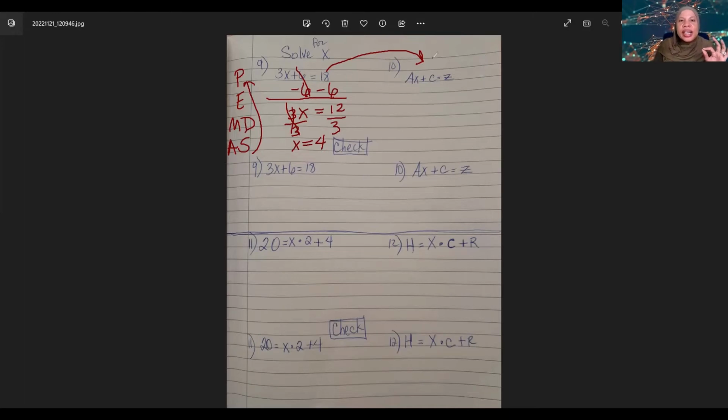Now, you're trying to get x by itself, so let me go ahead and isolate the x. I do not want to touch the x. I'm going to save that for later. Since I'm doing the backwards of the order of operations, I'm going to look for addition and subtraction first. I see addition, so what I'm going to do is subtract the c. Then this cancels out. I get ax equals z minus c.